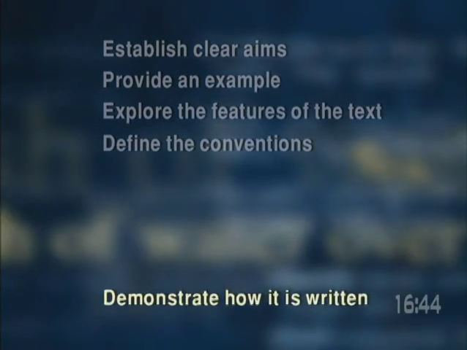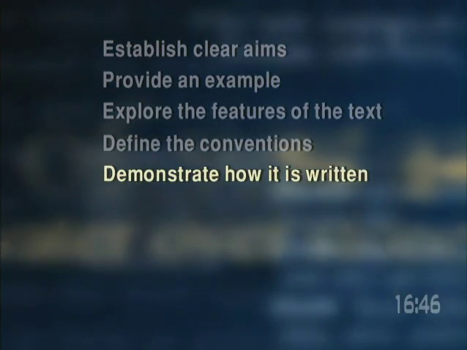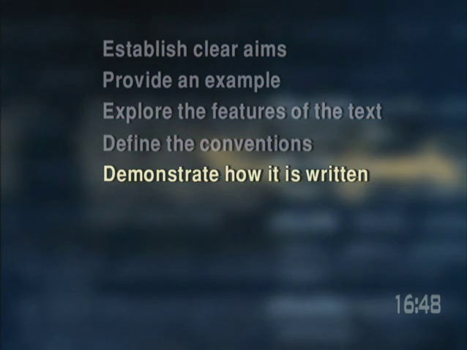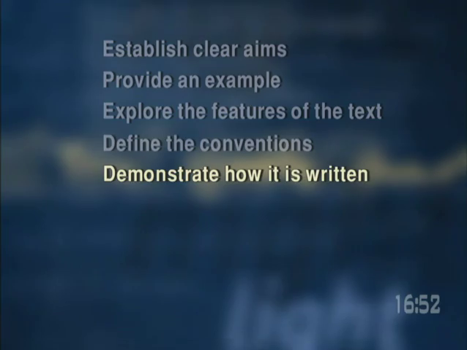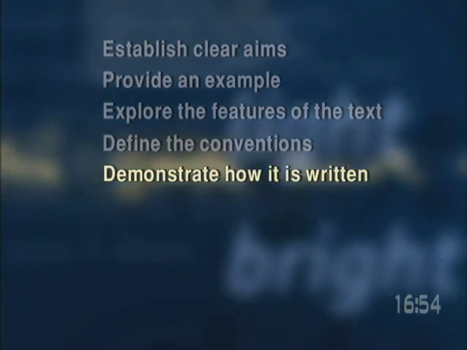Fiona now moves on to demonstrate how the text is composed. As she writes, she thinks aloud about the choices she makes. This gives pupils an insight into the process of writing a history essay.